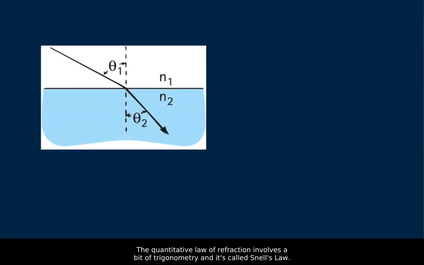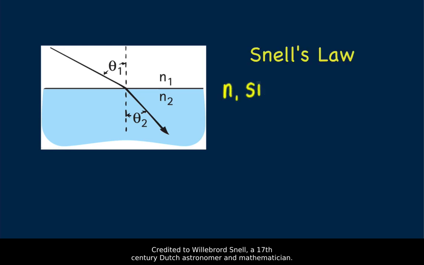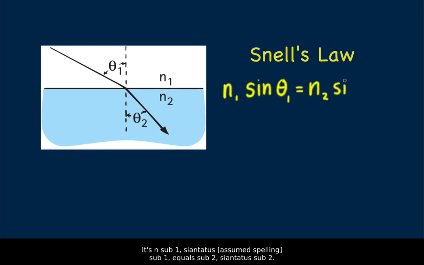The quantitative law of refraction involves a bit of trigonometry and is called Snell's law, credited to Willebrord Snell, a 17th century Dutch astronomer and mathematician. It's n sub 1 sine theta sub 1 equals n sub 2 sine theta sub 2, where n sub 1 and n sub 2 are the indices of refraction of the media on either side of the surface, and theta sub 1 and theta sub 2 are the respective angles of incidence and refraction.